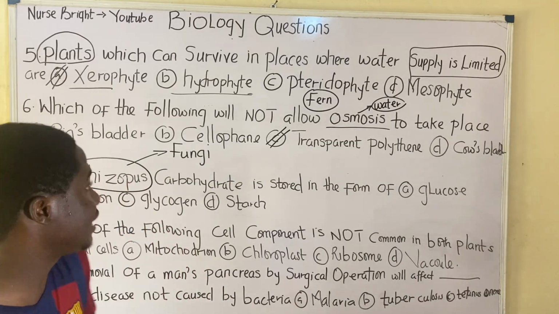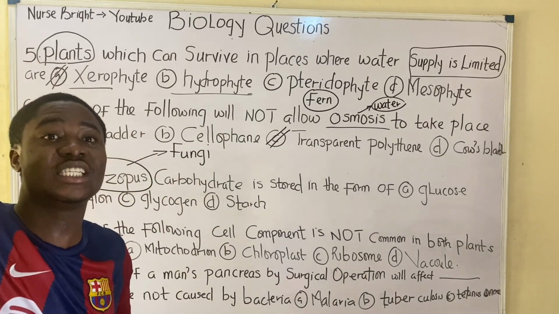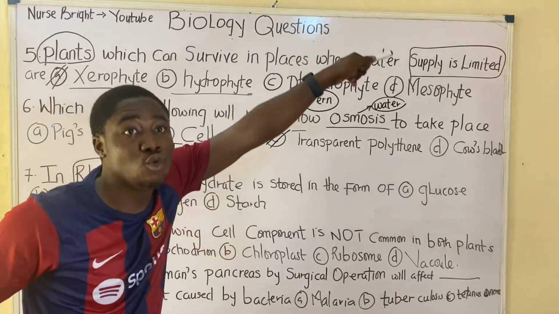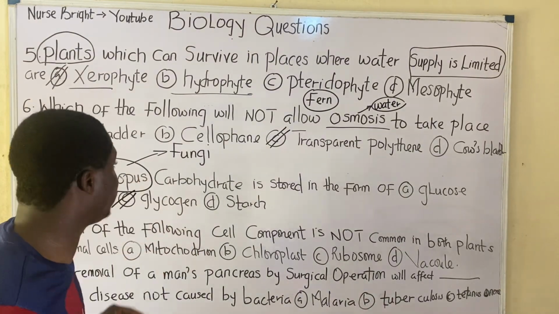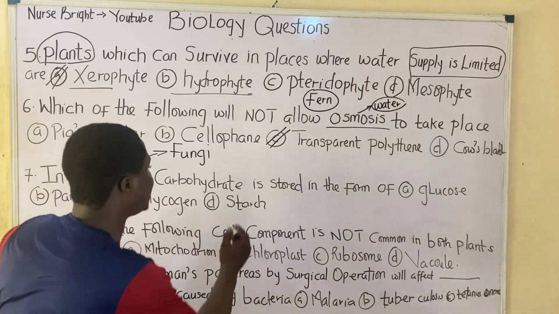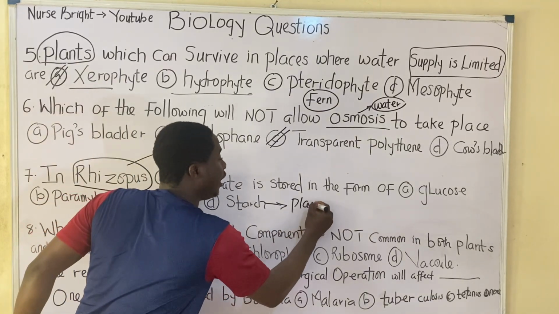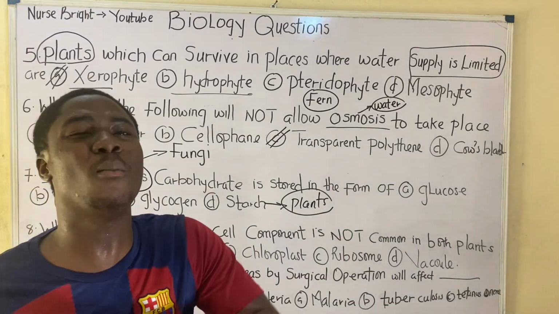But just note this, that rhizopus is a fungi. Now, this must be noted about rhizopus being a fungi. So it must be noted here that fungi generally, they store their food in form of glycogen. Note this. They don't store their food in form of starch. What stores their food in form of starch? It is plants. Are you following me? This must be noted. Plants store their food in the form of starch.